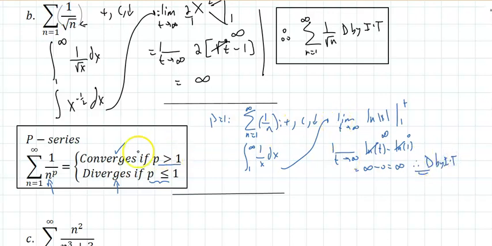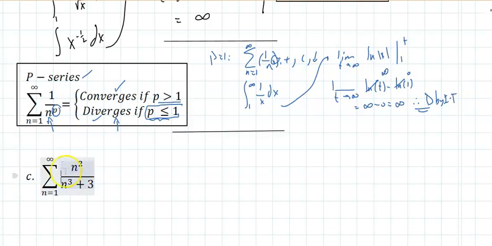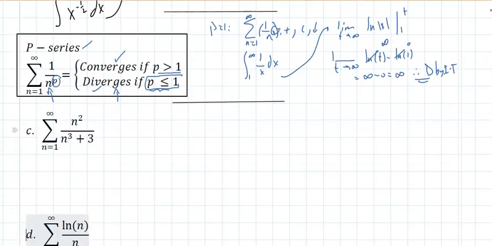So instead of doing all of that work, if you recognize that this power, in this case, is a 1, if it's 1 or less, the series diverges. And you could quote the p-series, and you don't have to do the integral test. Here, they're saying to use the integral test, so we are going to use it, but in other sections, the p-series will be very useful.